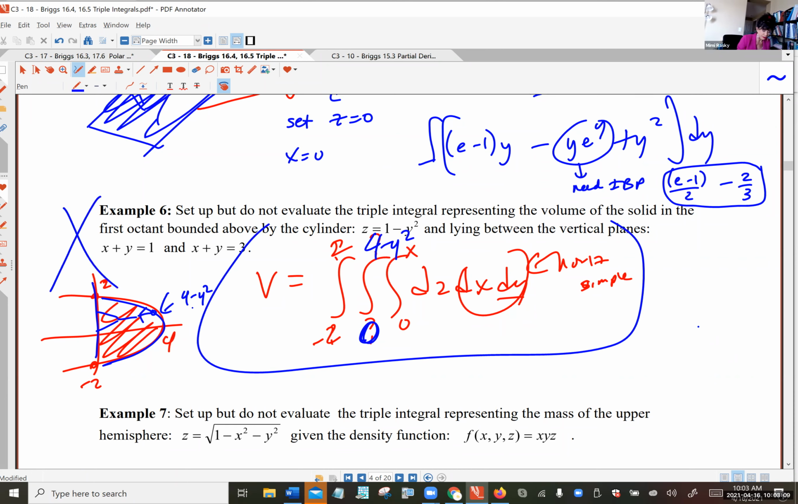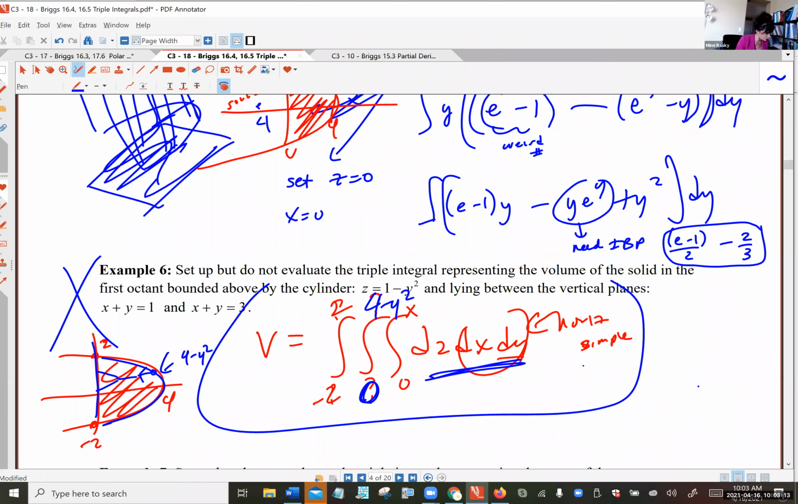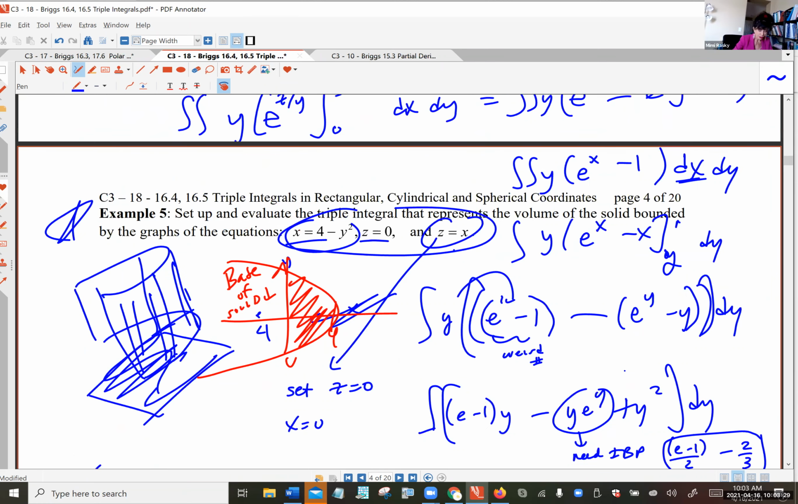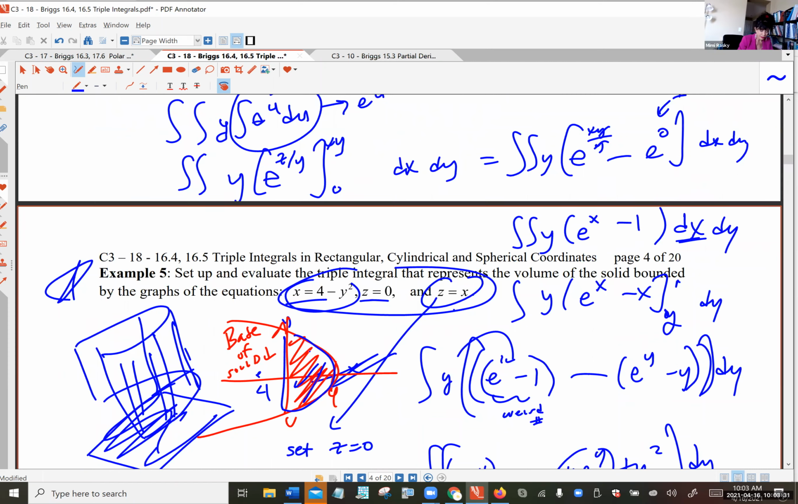And I'll skip example 6 till next time, okay? This is not a hard integral to do, and if you do it, the answer should be, I get 256/15 cubic units. It's a weird fraction, but it is positive. So the hard part was figuring out the base of the solid because it looked like it might have been an infinite base, but it's not, okay? Woo! All right. That's just crazy.